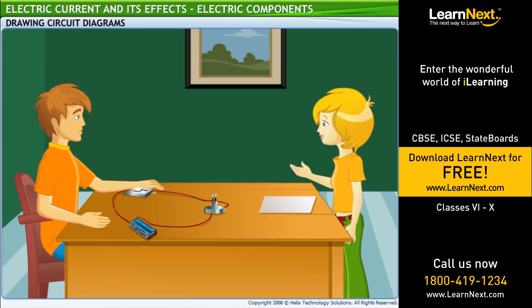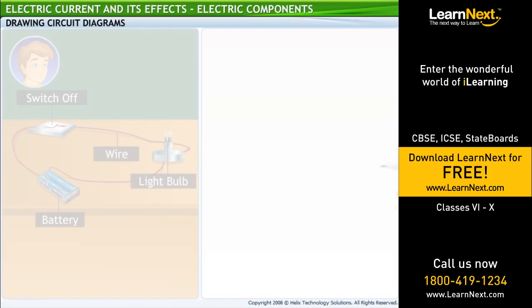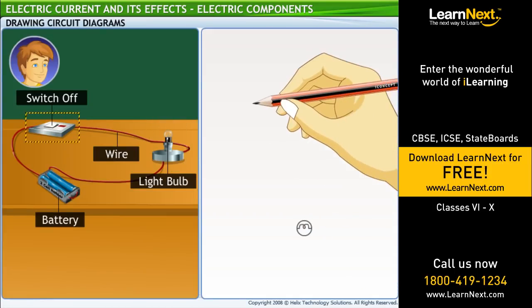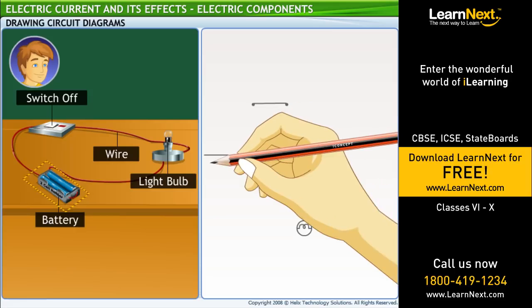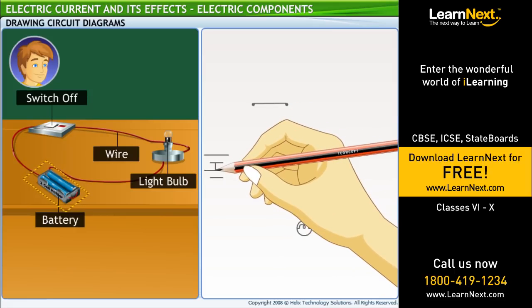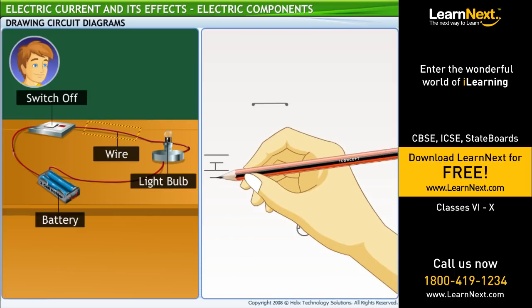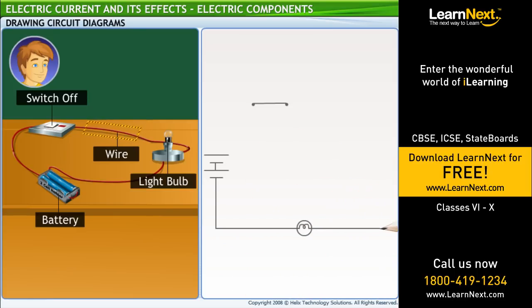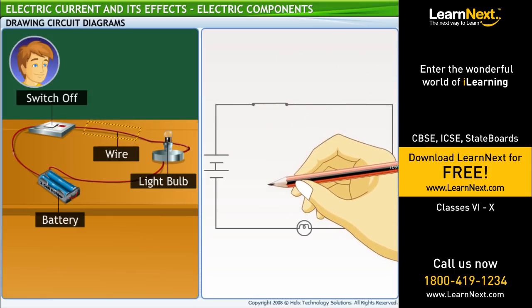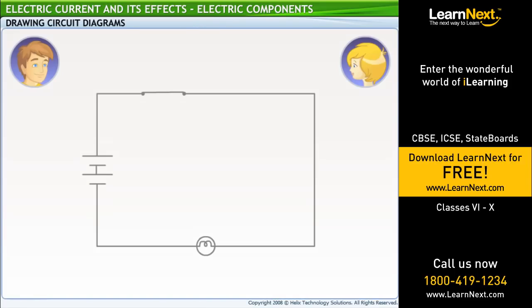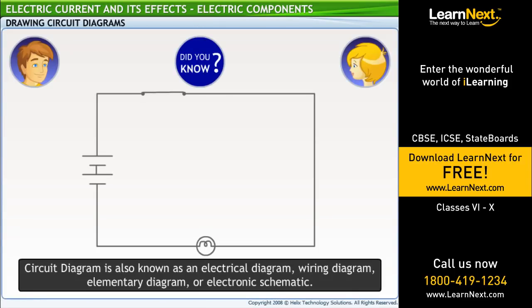Of course. Let me draw and show it to you. Here's the bulb, then the switch, which is in the off position, then the battery with two cells in it, and finally the wires connecting them all. There. I have the circuit diagram ready. Did you know? A circuit diagram is also known as an electrical diagram, wiring diagram, elementary diagram, or electronic schematic.